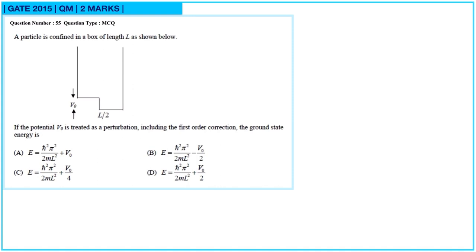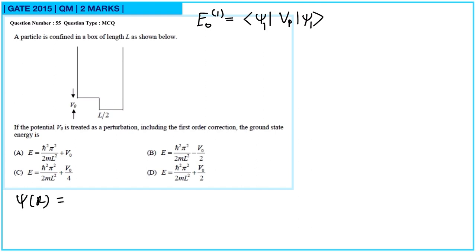A particle is confined in a box of length L as shown below. If the potential V0 is treated as perturbation, including the first order correction, the ground state energy is. Now ground state energy for a particle confined in a box is h cut square pi square upon twice ml square into n square. So first term will be this only, and it is same in all the options, so we have to find out first order correction only. So E01 is equal to psi, then that perturbating function into psi 1.